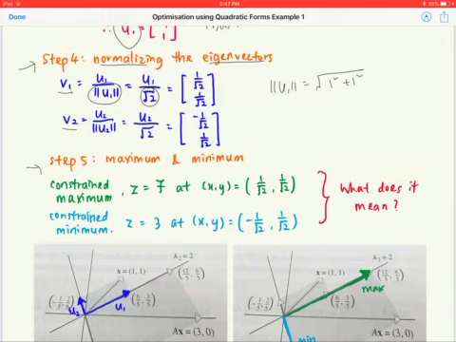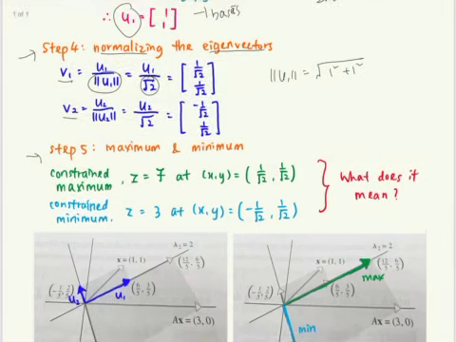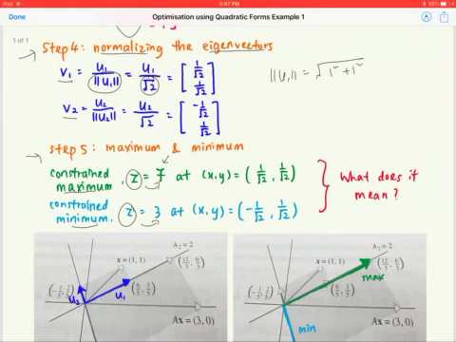So the last step is summarizing your maximum and minimum. The maximum of z will be equal to the larger eigenvalue, so here it will be 7. The minimum will be the smaller eigenvalue, the 3. And of course, you want to know, this is the magnitude, but at what position or under what conditions do you get the maximum. So this x, y will be associated with the orthonormal eigenvectors. So in this case it will be this.